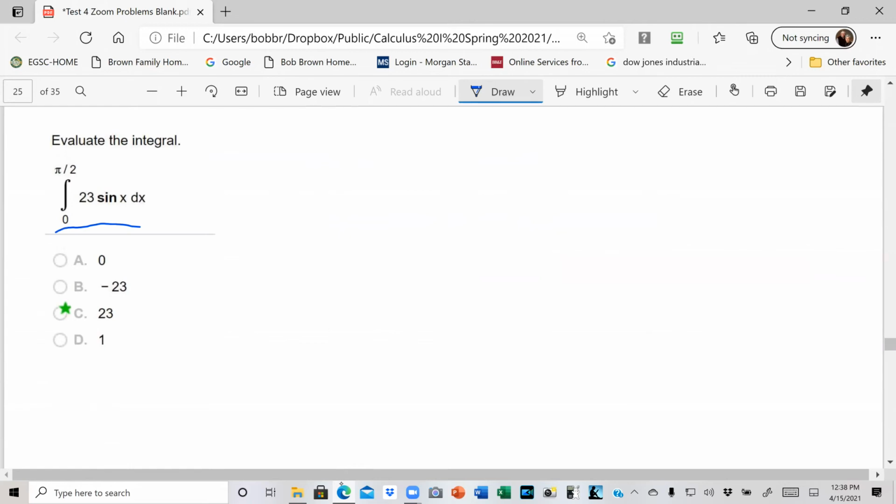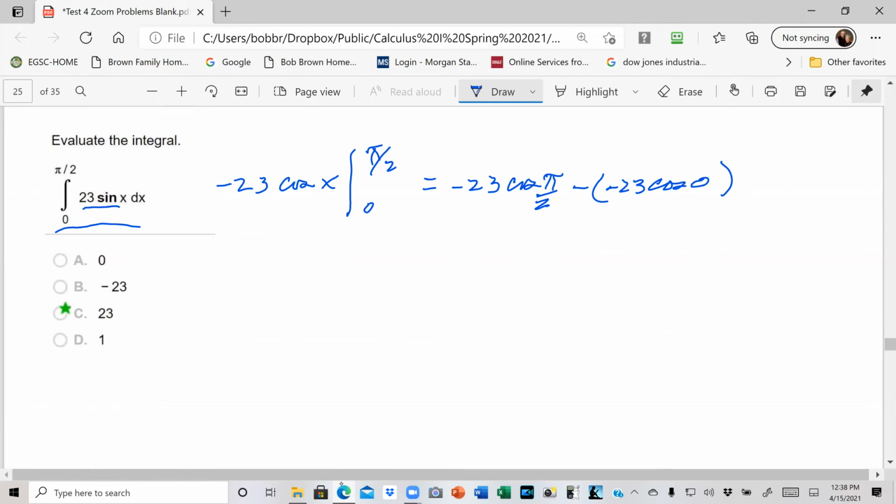Another integral: the antiderivative of 23 sine of x would be minus 23 cosine of x between 0 and pi over 2. And that equals minus 23 cosine of pi over 2 minus minus 23 cosine of 0. Cosine of pi over 2 happens to be 0. Cosine of 0 is 1, so this is going to be equal to plus 23.